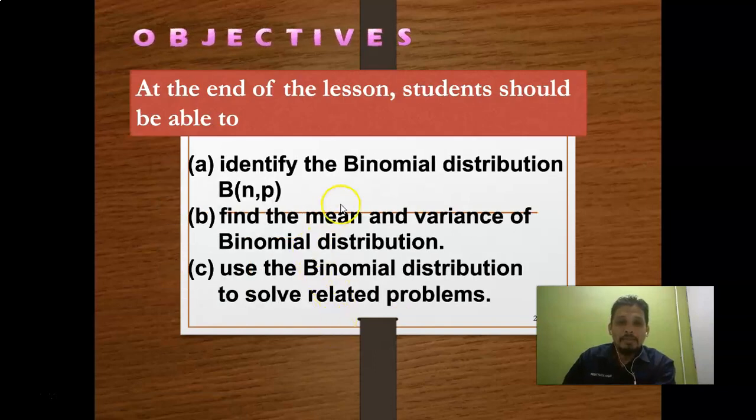Okay, so we look into the binomial distribution, where we state it as B(n, p), where n is the number of trials and p is the probability of success. And we are going to find the mean and variance and use the binomial distribution to solve related problems.